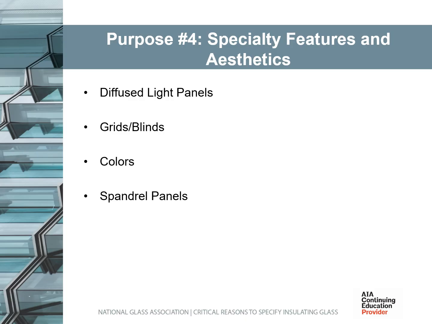Other available features include translucent or diffused light panels that allow light to penetrate but not visible images, components between the glass including grids or blinds, ranges of glass colors, and completely opaque spandrel panels used in curtain wall systems to block the visibility of floor slab edges.